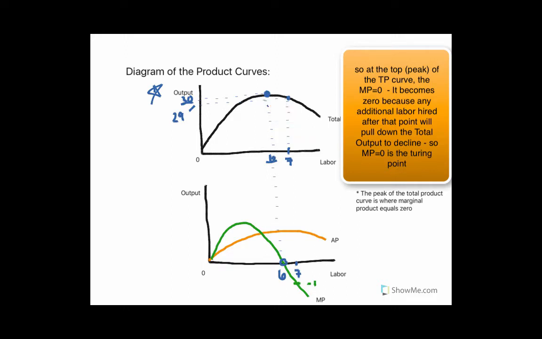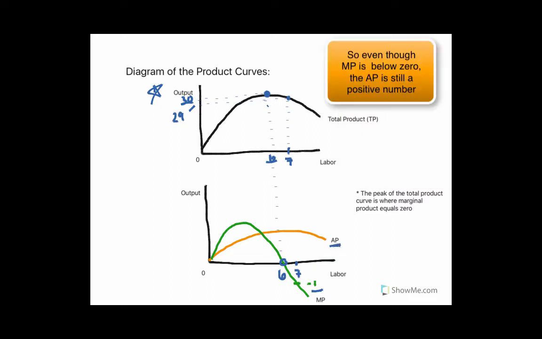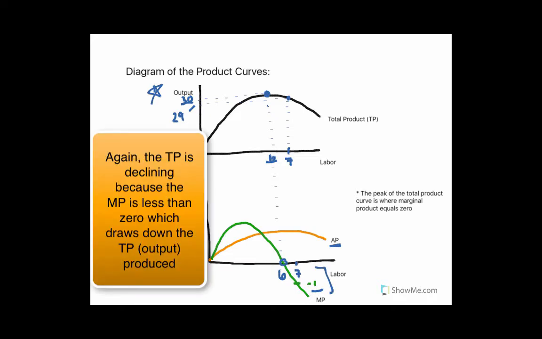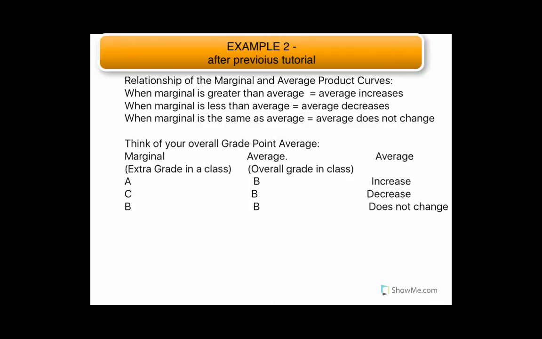So you can see as we move from 6 workers to 7, marginal product is now in the negatives at -1. But also, our average product is still positive. We can also observe that now that marginal product is going into the negative, our total product after 6 is also declining.